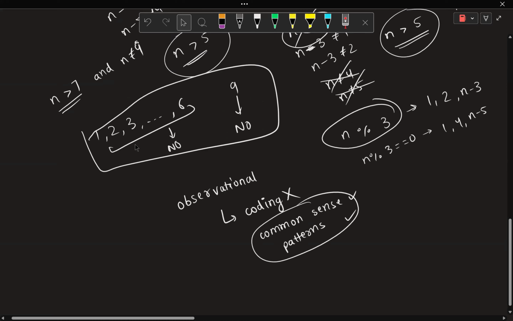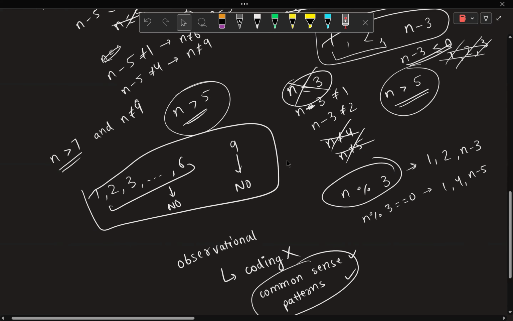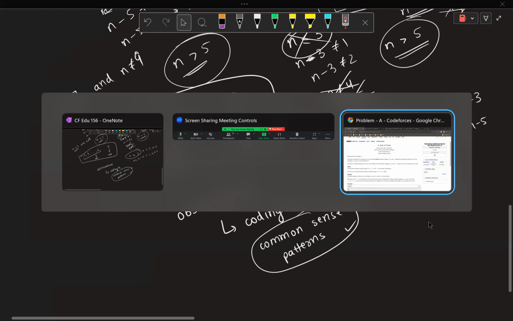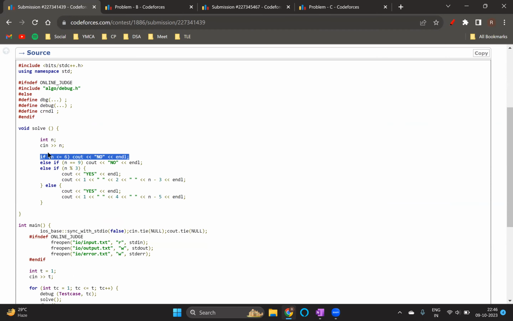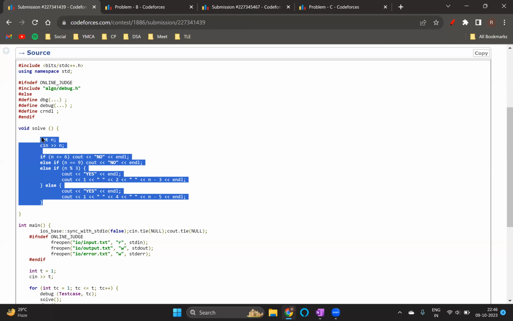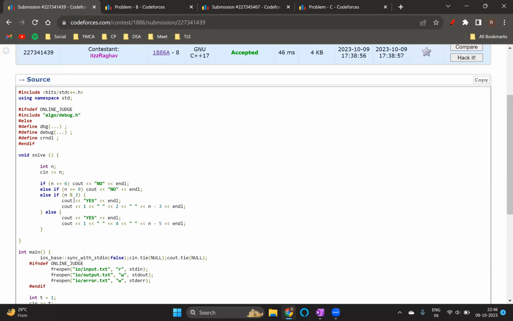If you talk about coding, it is just having if else conditions. Like in the code, you will see that if n is less than or equal to 6, return no. If it is equal to 9, return no. If it is not divisible by 3, then first of all, we have got an answer, so we will say yes and print the pattern, which is just 1, 2, and n minus 3. And in case it is divisible by 3, then you will say 1, 4, and n minus 5. It might have some more patterns, but this is the first one I saw.